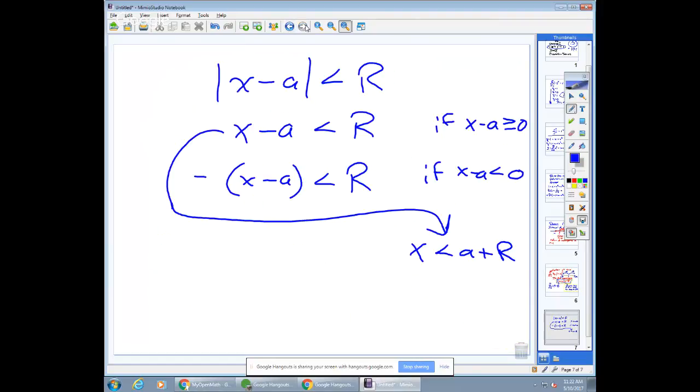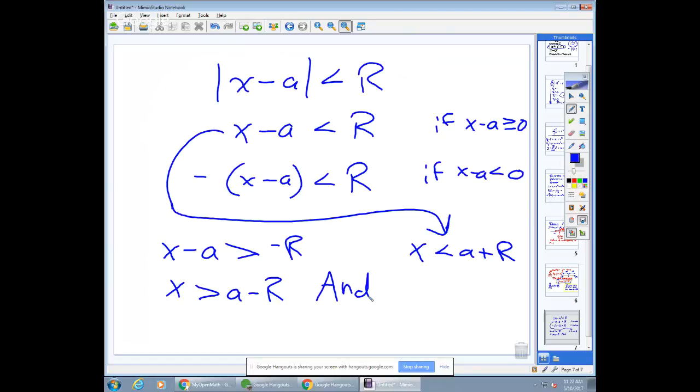And then if you explore the other side, I have two options. I could either multiply that negative through, or I could multiply it to the other side. I'm going to multiply it to the other side. If I do that, then I get x minus a is greater than negative r. Adding a to the other side, I get x has to be greater than a minus r. And I have to meet both of these conditions. So this one has to be true and that one has to be true.